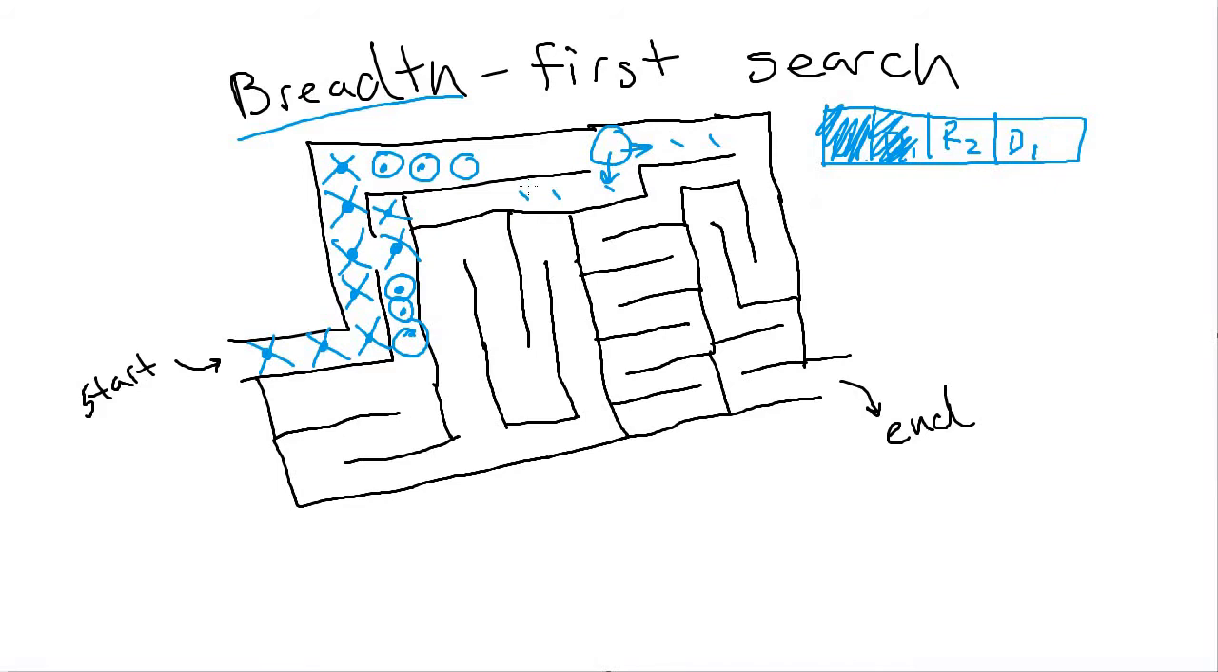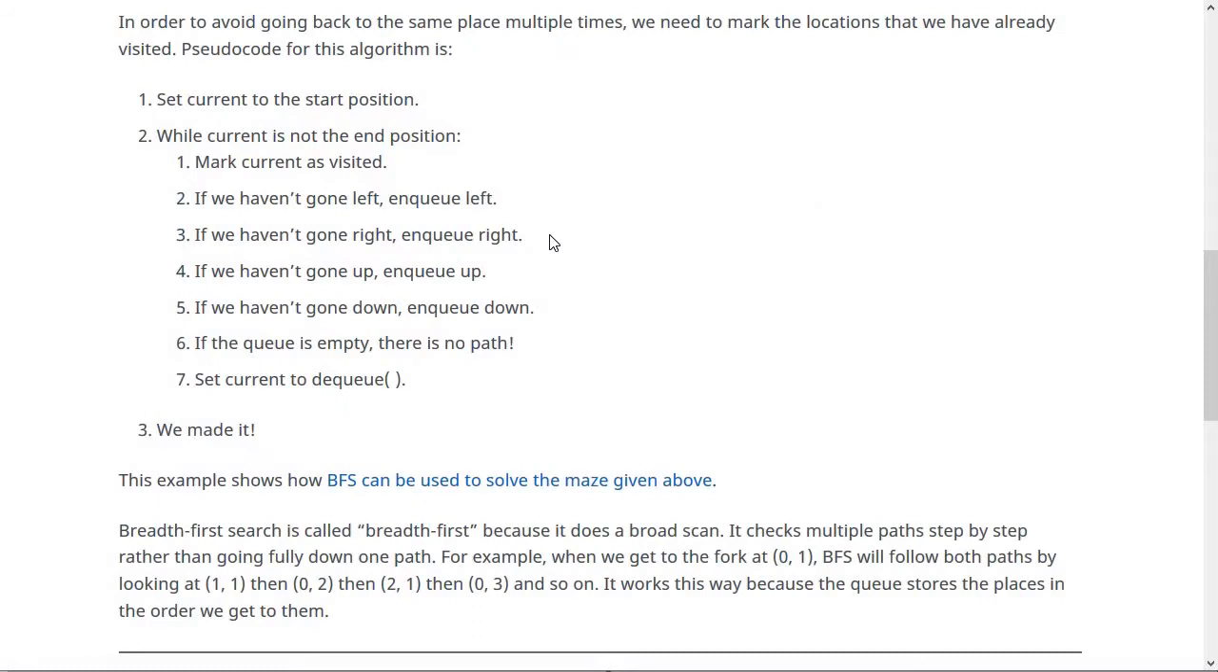So let's look at it as an algorithm, and then we'll look at some actual Java code for this. Here's the pseudocode for this algorithm given on the notes page for today. The first thing we do is set the current position that we're keeping track of to the starting position. In a search, there always has to be a starting place, and in this case, it'll be the beginning of the maze. Then we keep looping until we get to the end position. So while we're not in the end position, here are our steps.